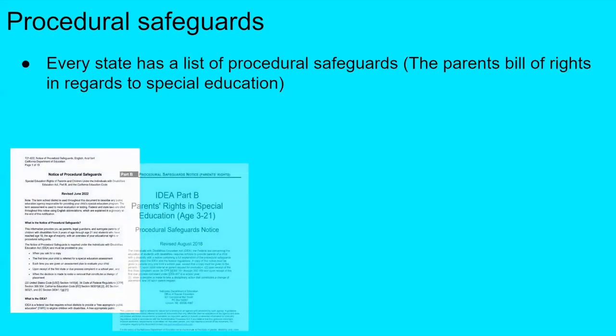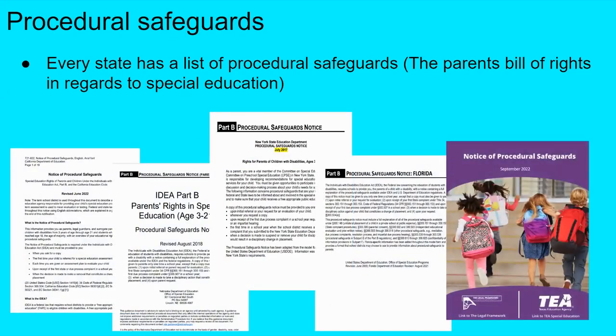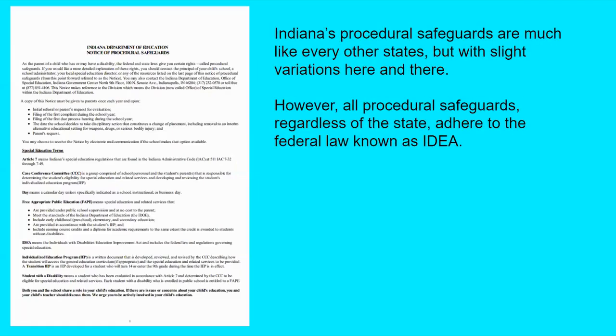Well, every state has a list of procedural safeguards. These are the parent's bill of rights in regards to special education, and each state has their own kind. So, for example, California has theirs, Nebraska has theirs, New York has theirs, Florida, Texas, even Indiana. Indiana's procedural safeguards are very similar to other states, but with slight variations here and there. However, all procedural safeguards, regardless of the state, adhere to the federal law known as IDEA, the Individuals with Disabilities Education Act.